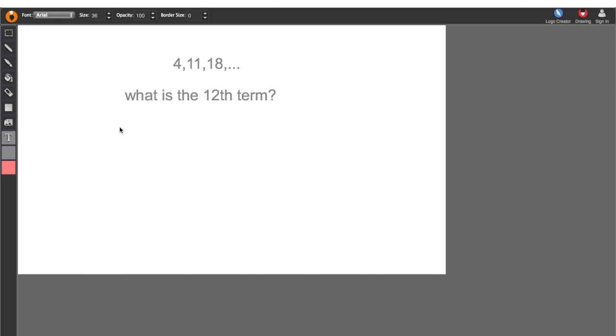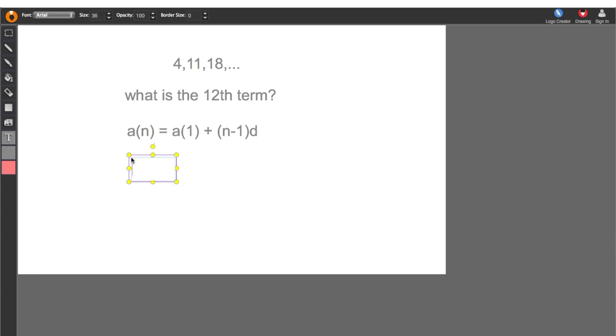So we want to know the 12th term of this sequence. All we have to do is find the variables that fit into the formula. We know that the difference is 7 according to the question. We also know a 1, which is the first term, that it is 4. We also know n, which is 12 because it is the number of the term that we want to find. Then just substitute those variables into the formula.